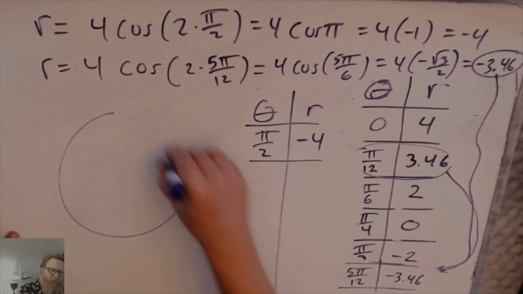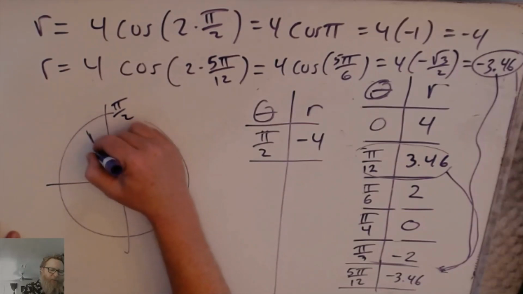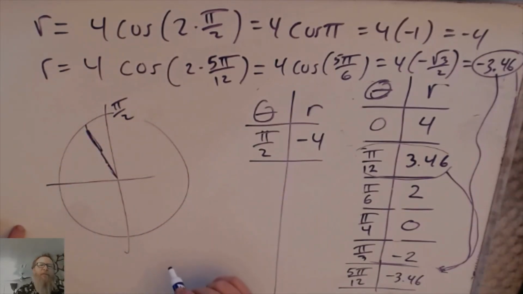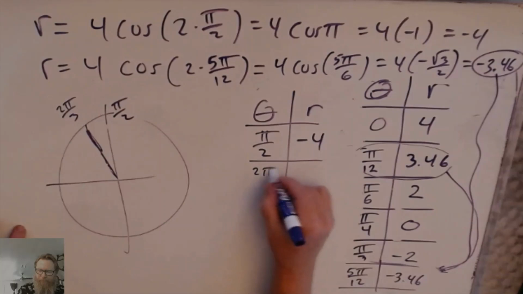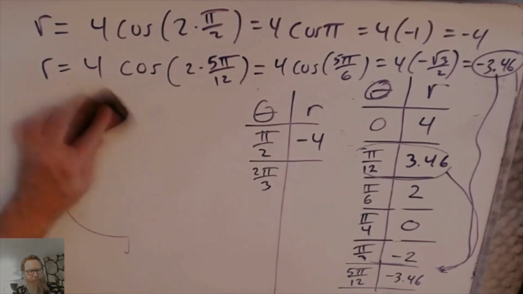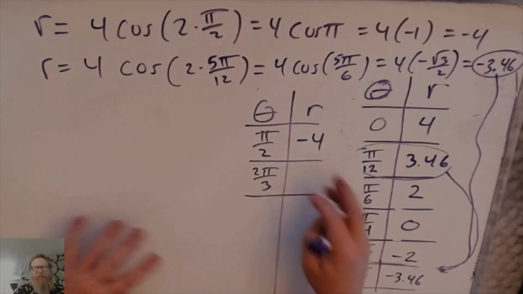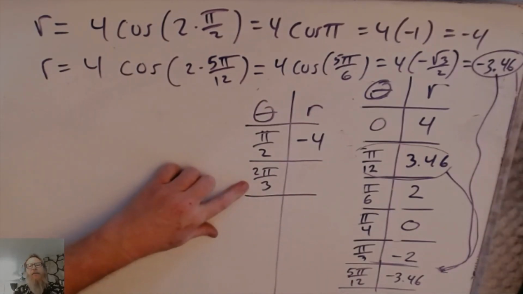So you're on a circle. You got pi over 2 here. How about right here? It's a little bit more than pi over 2. How about 2 pi over 3? And I wouldn't really worry too much. If you get some weird numbers, you can always adjust them when we get out the graph paper, which is coming soon. So you got 2 pi over 3.